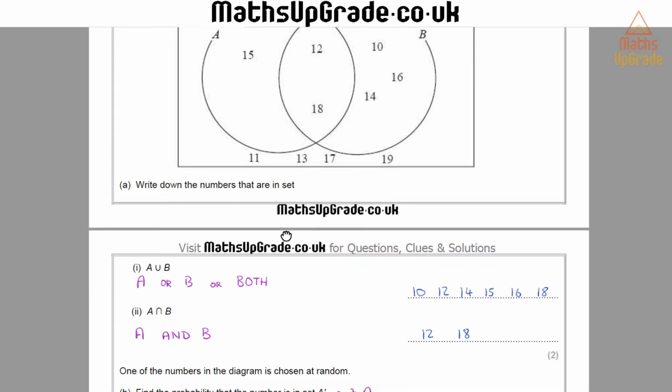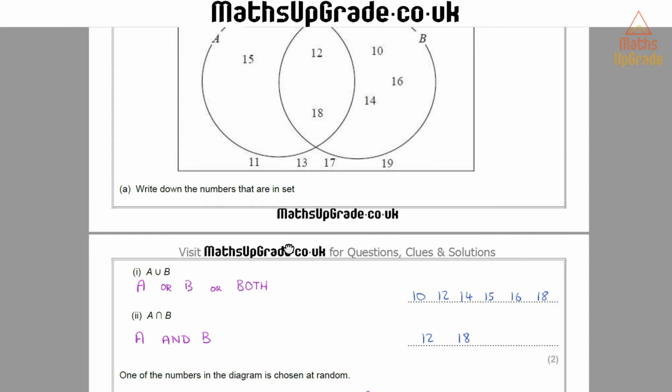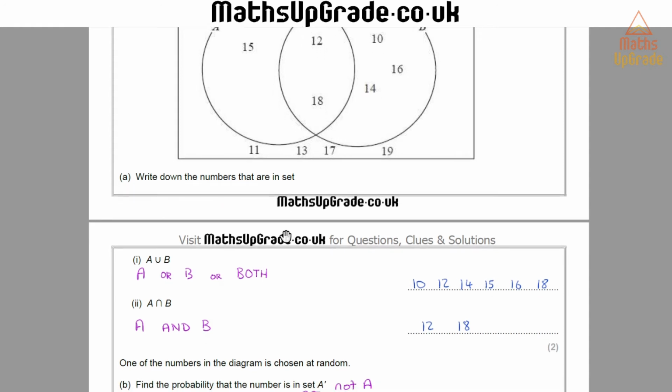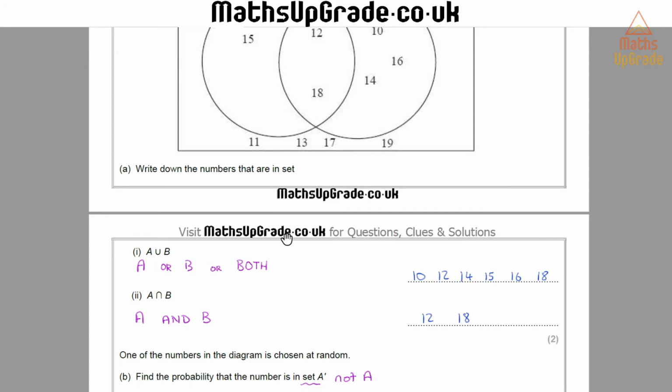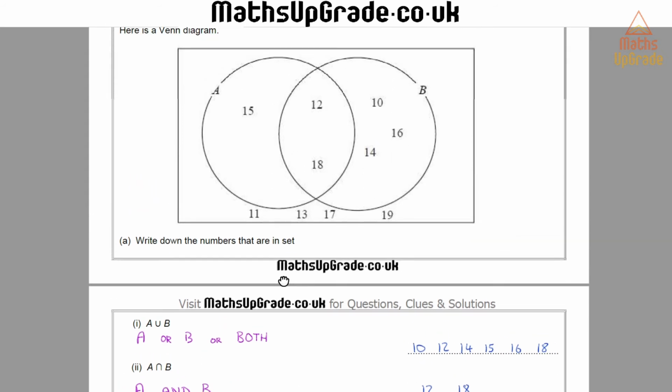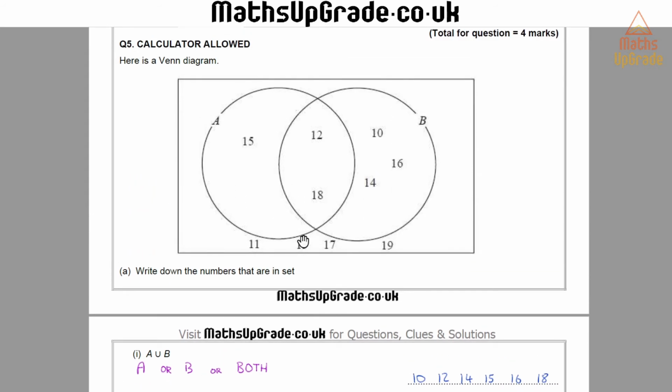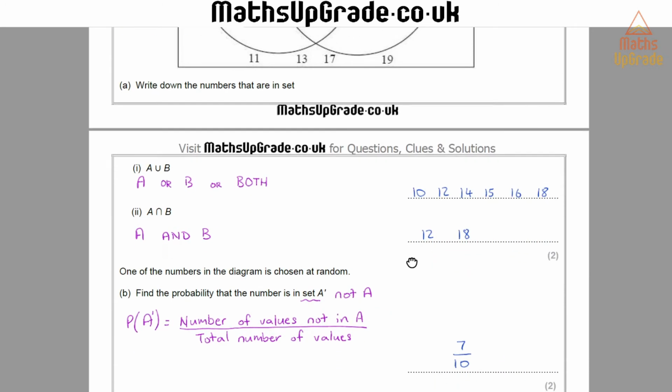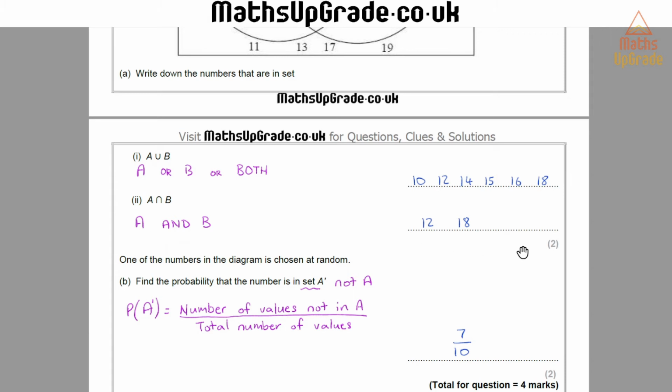The next part of the question, we're told that one of the numbers is drawn at random. Find the probability that the number is in set A apostrophe. A apostrophe means not A. So what's the probability that a number drawn at random is not in set A? So there's 3 numbers that are in A, and there's 1, 2, 3, 4, 5, 6, 7 numbers that are not in A. So 7 out of 10 altogether. So that would be 7/10. And the whole question there was worth 4 marks.